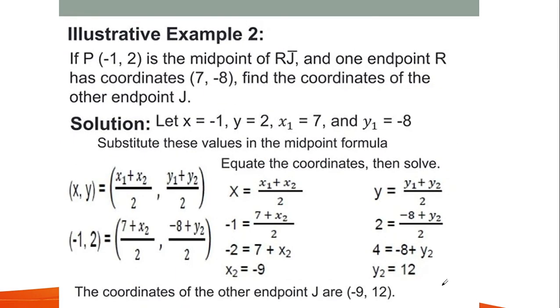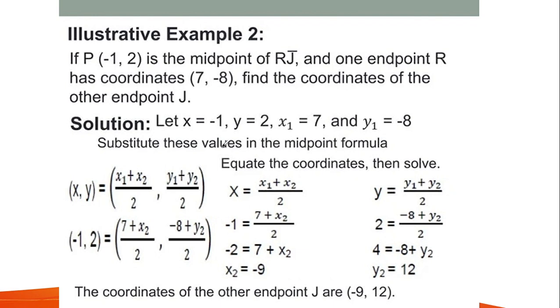Next, for example number 2. If negative 1 and 2 is the midpoint of RJ, the given is the midpoint and one endpoint R, which has coordinates 7, negative 8. Now we will have to find the coordinates of the other endpoint J. So how do we do this? We let x is equal to negative 1, y is equal to 2, and x sub 1 is equal to 7, and y sub 1 is equal to negative 8. Now substitute these values in the midpoint formula, equate the coordinates, and then solve.